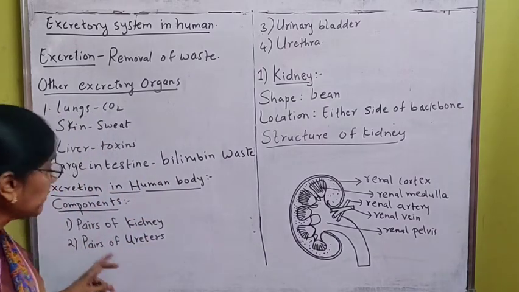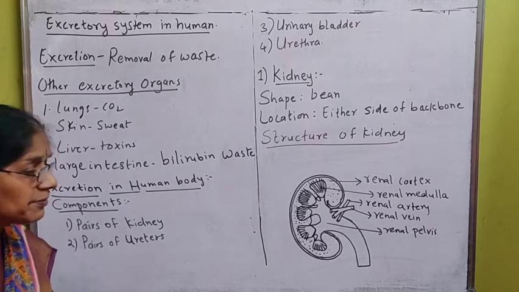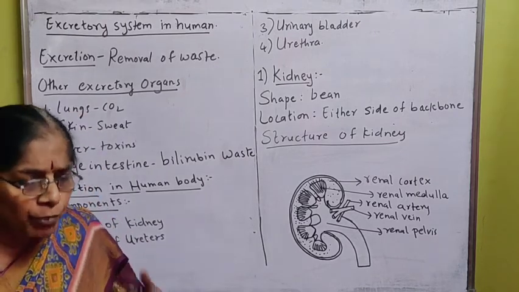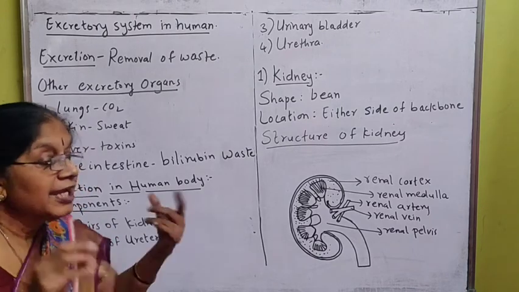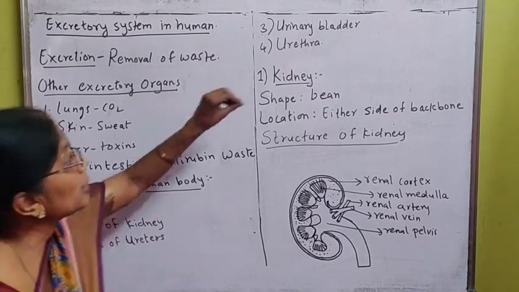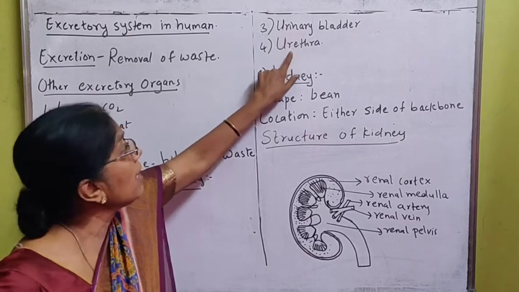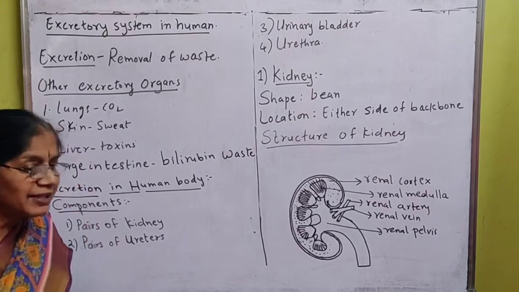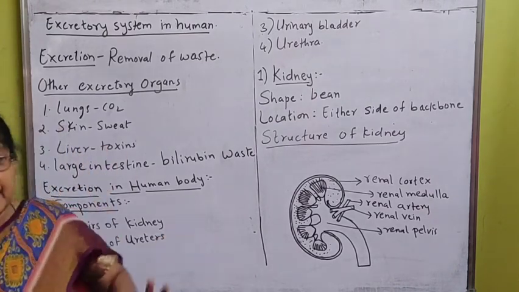Pair means two kidneys are there. And pair of ureters means from both kidneys, whatever waste is produced should be thrown out. So there are two ureters. A tube-like structure will carry that waste and move it into the urinary bladder, and from the urinary bladder it is removed through the urethra. So why pair? In our body two kidneys are there, so naturally two ureters should be there.